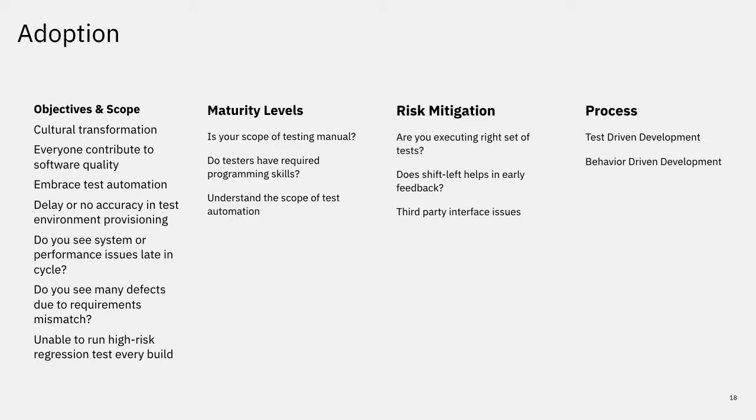Another thing is, do you see system or performance issues late in the cycle? Always when issues are seen late in the cycle, it's very hard to fix them. The cost is always much more when fixing defects much later in the cycle. So is it possible to left shift some of those cycles? Something that you will have to think through.